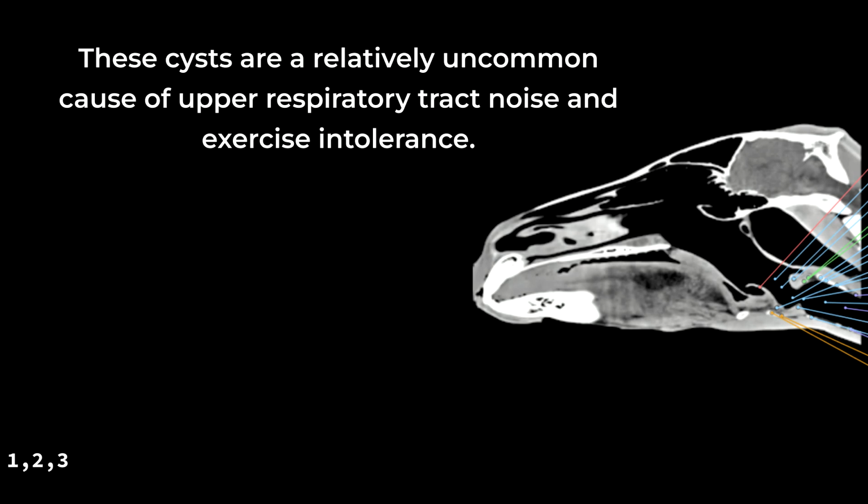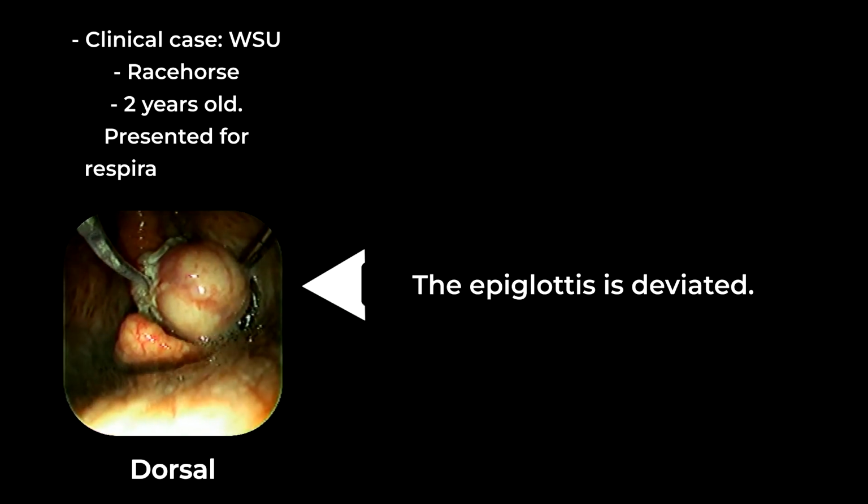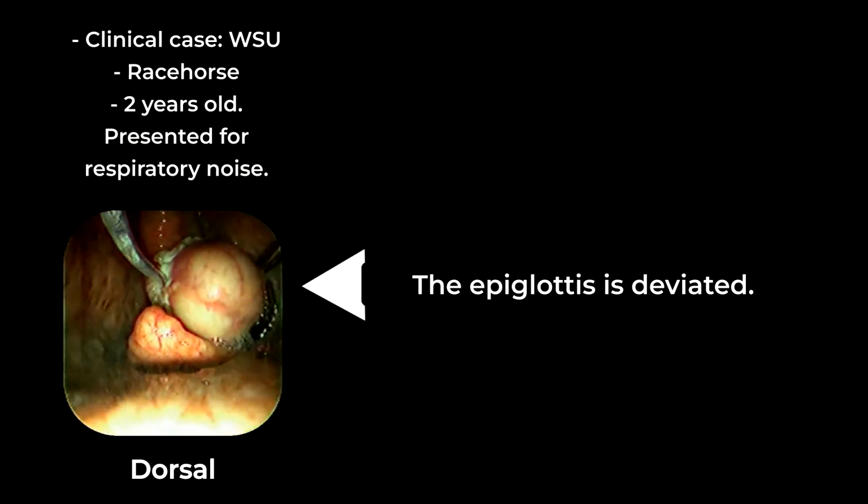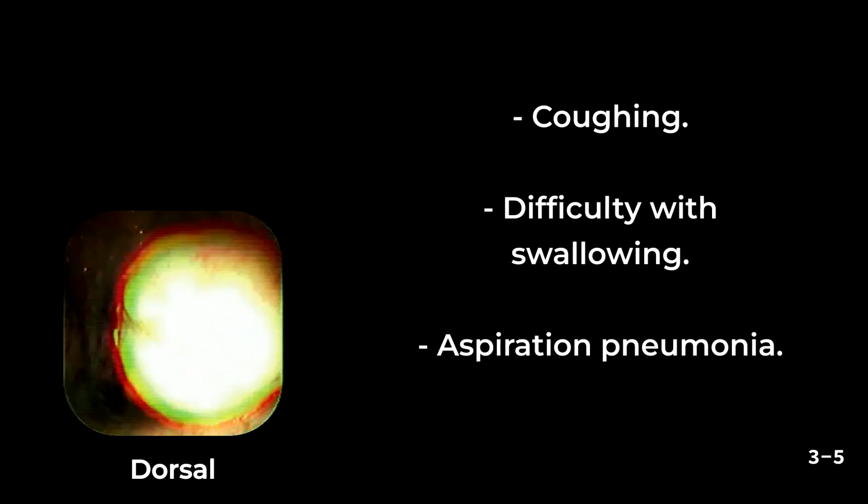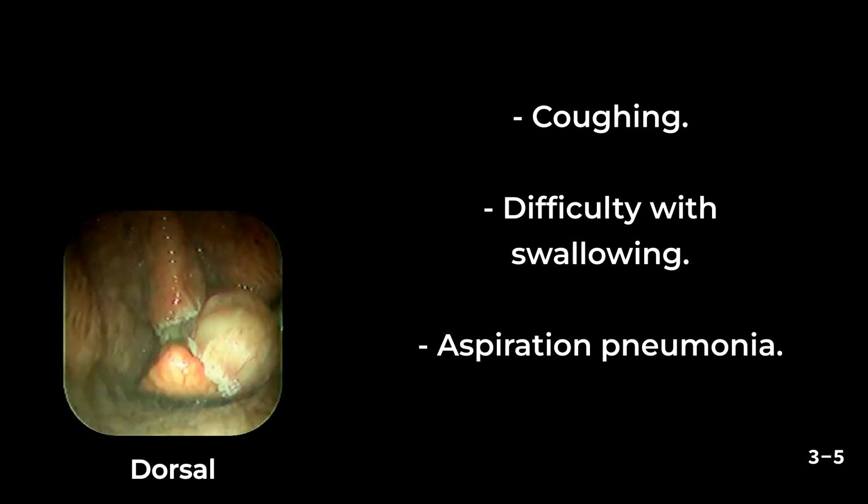They primarily manifest as respiratory noise during both inspiration and expiration, especially during exercise. They form beneath the epiglottis, distorting the normal architecture between the larynx and pharynx. These cysts may contribute to coughing, swallowing difficulties, and even aspiration pneumonia.